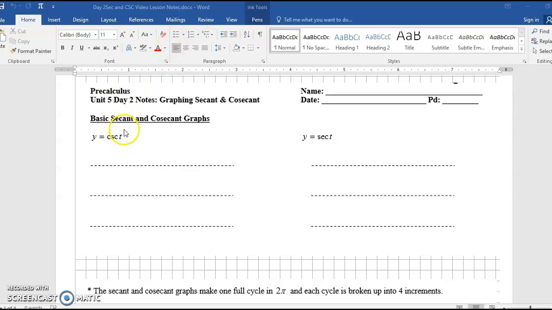Today we are going to take care of secant and cosecant graphs. We are going to take care of the parent functions, and in the next part of another video we'll do the transformed secant and cosecant graphs. So we'll start with this.